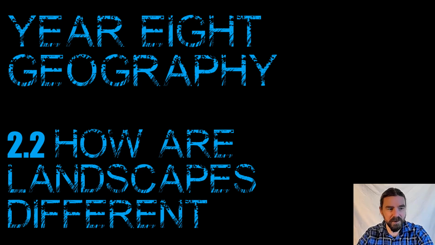It's time to talk about landscapes and how they are different. Essentially, this lesson is going to run through 1, 2, 3, 4, 5, 6, 7, 8 landscapes, and they will be the main ones that we'll be focusing on, okay? I'm sure that you've heard of them before. I'm going to show you an example of where they are spatially distributed around the world.